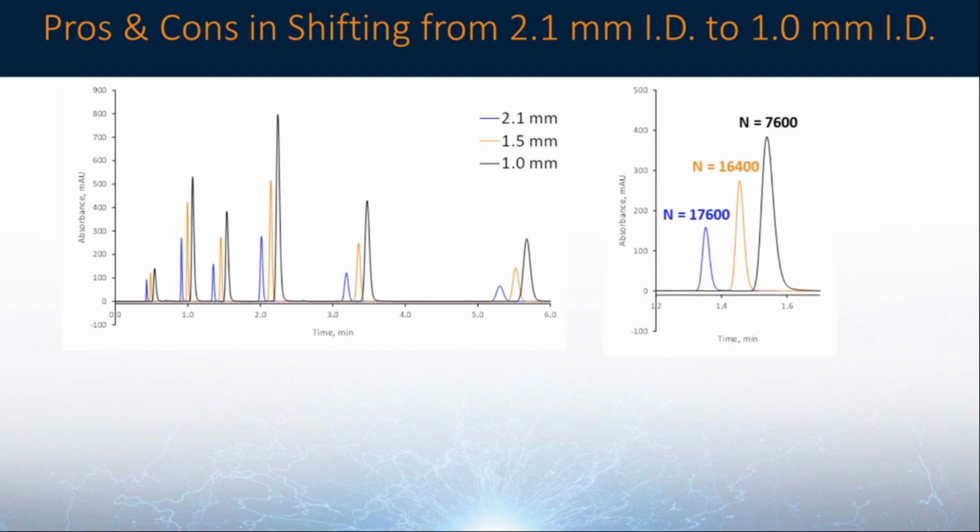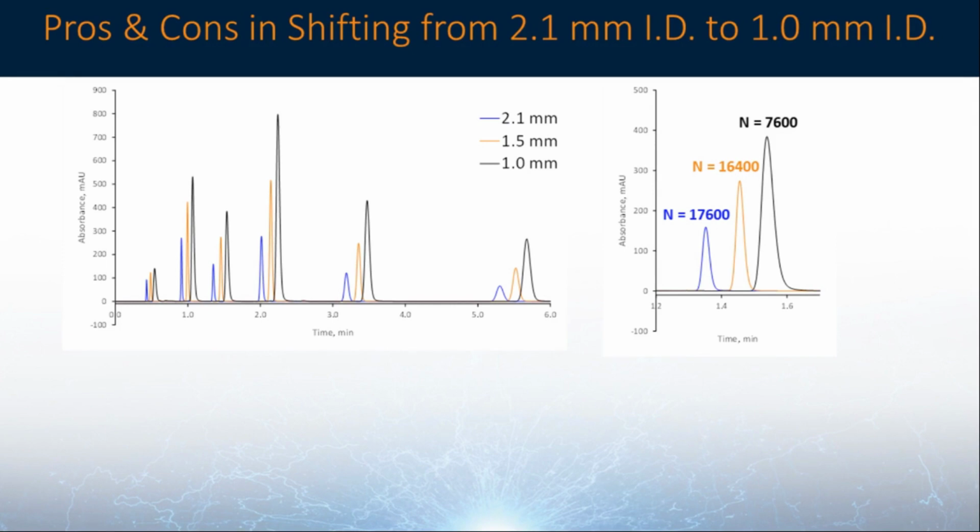Here you can see a zoom in on the third peak on the right-hand side of the slide. While the 1 millimeter trace in black gives the highest response, it also has the lowest plates at 7,600. The 1.5 millimeter and 2.1 millimeter have similar plates, but the signal for the 1.5 millimeter column is higher. This is caused by 2 effects.